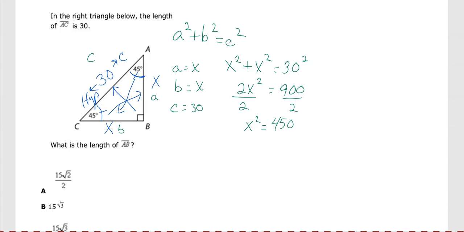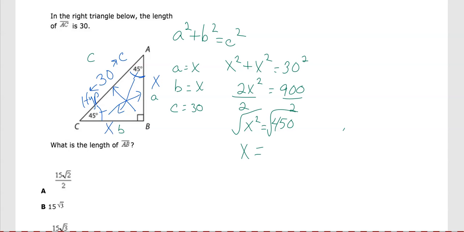And then we're going to take the square roots and we have x equals square root of 450, which we need to figure out most accurately. We're not doing decimals because if we look over here at our answer choices, they are in radical form.